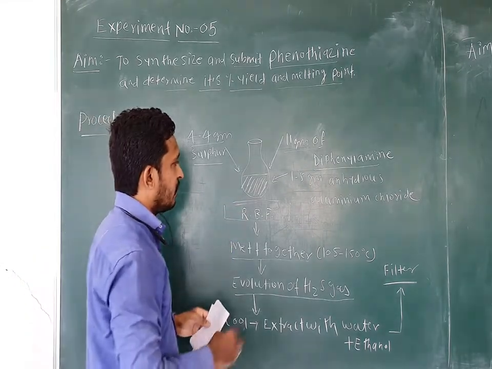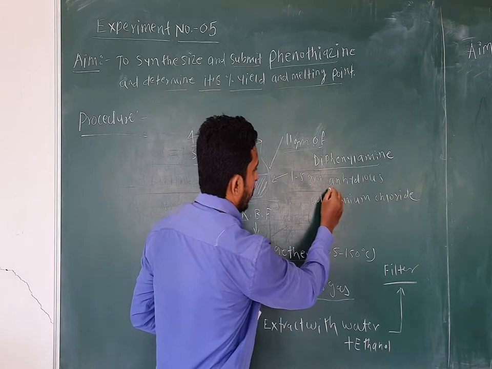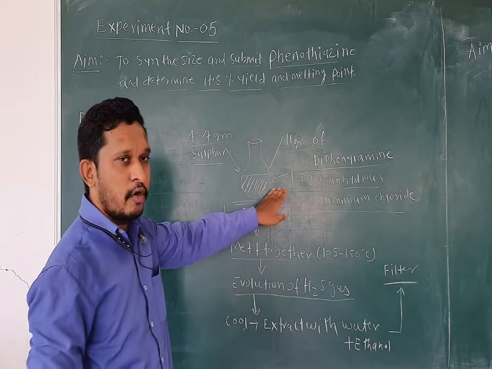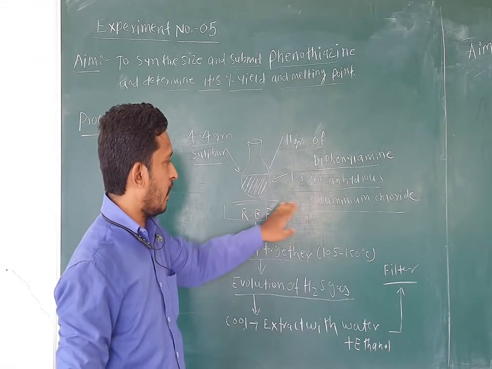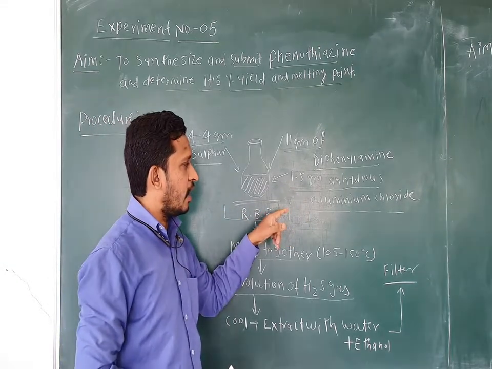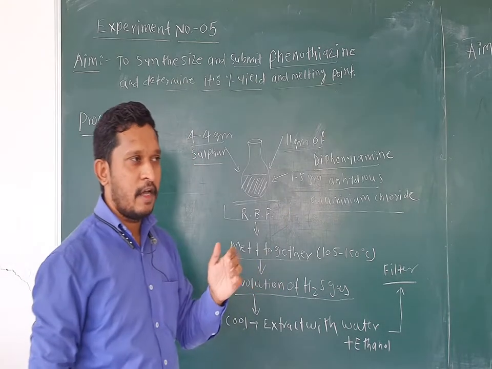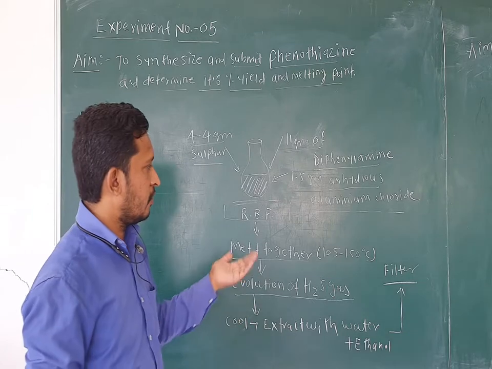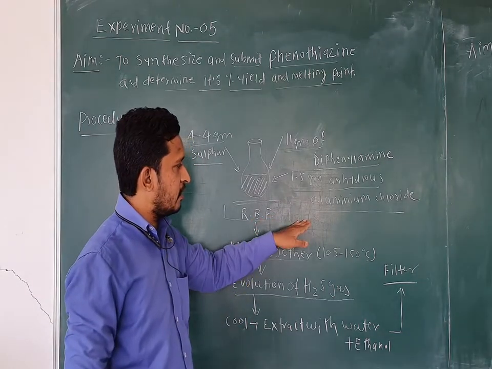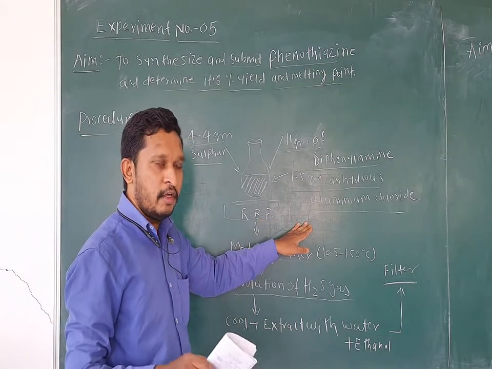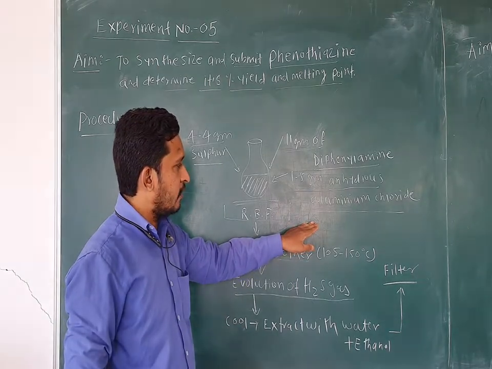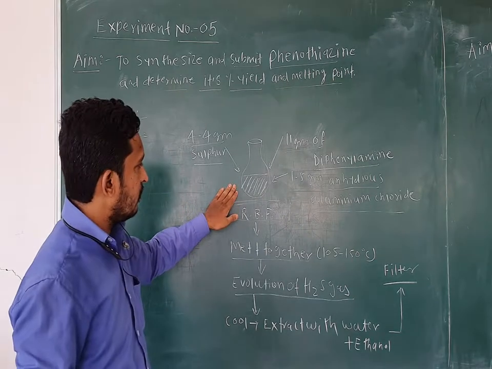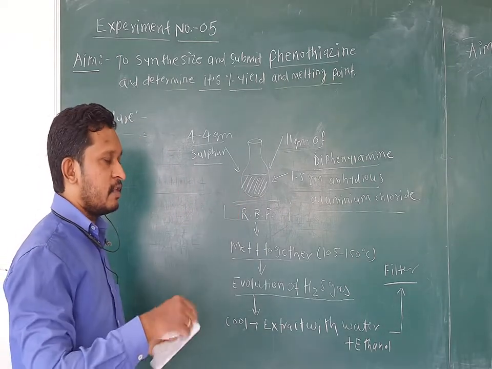After that, you have to add 1.5 gram of anhydrous aluminum chloride. Anhydrous aluminum chloride means you have to dry the aluminum chloride in a hot air oven, so that the moisture or water present in it will be removed. After drying, take the 1.5 gram of anhydrous aluminum chloride, place it in the RBF, and mix and stir using a stirrer.